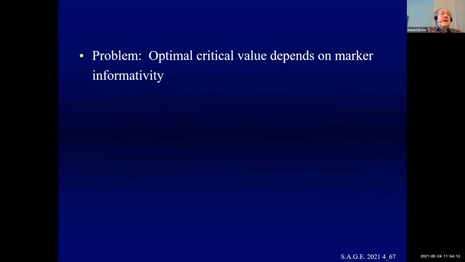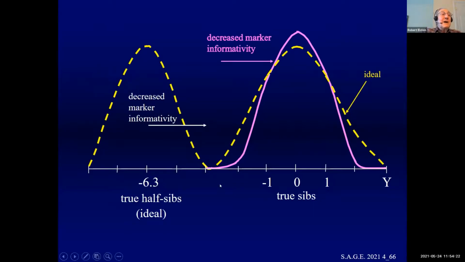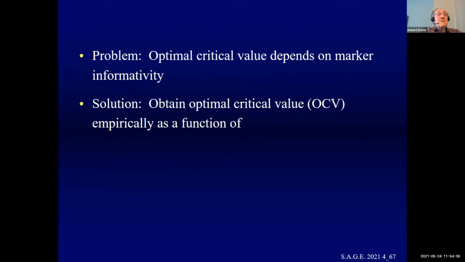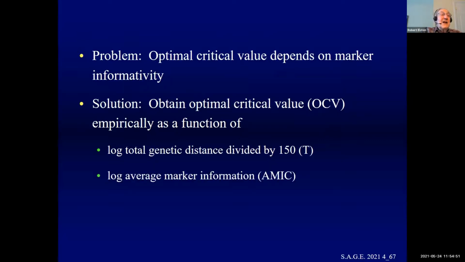The problem is that the optimal critical value for determining, if I go back, let me go back, you want a cutoff about here so you can know the difference between half Sibs and true Sibs. But that optimal critical value depends on marker informativity. And what Jane did, she obtained optimal critical values empirically as a function of the log total genetic distance divided by 150, because that was what she simulated, 150, and log average marker informativity.